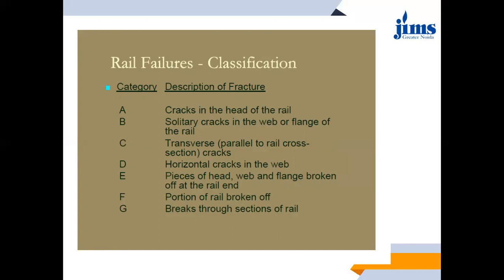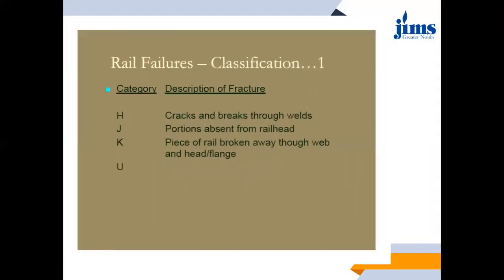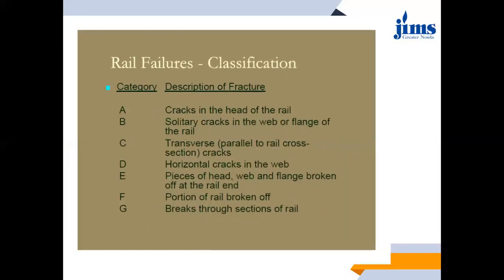Now, apart from that particular classification, rail failures are classified based on certain categories. Based on the description of the fracture, the rail categories are designated as A, B, C, D, E up to H, I, J, K, and so on. For example, if the cracks are in the head of the rail, it is considered an A category defect or A category failure.